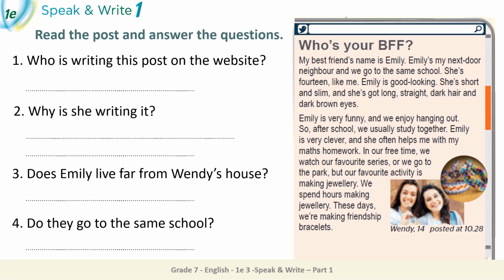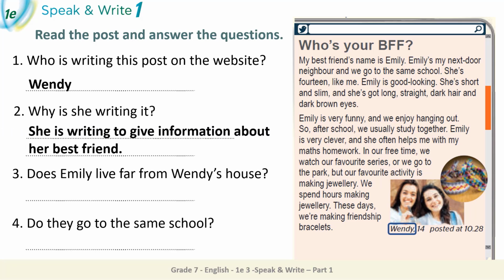Question number 1. Who is writing this post on the website? That's correct. It is Wendy. Can you find it in the text? That's perfect. It is in the last line. Now, question number 2. Why is she writing it? That's correct. She is writing to give information about her best friend. Now, can you find the answer in the text? That's perfect.